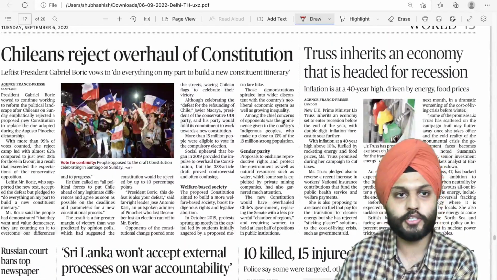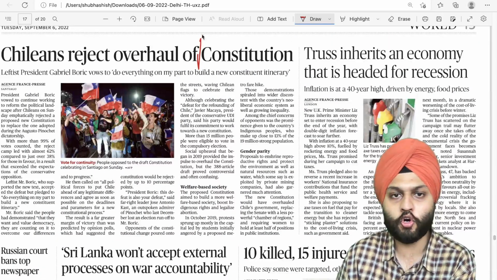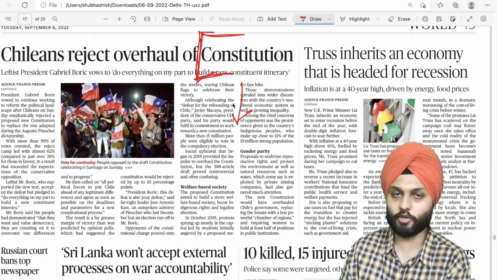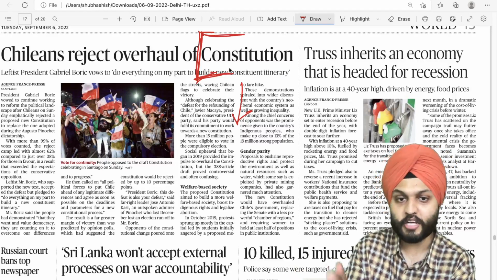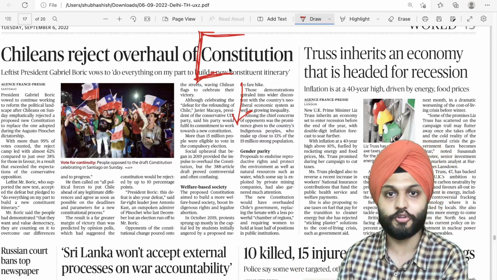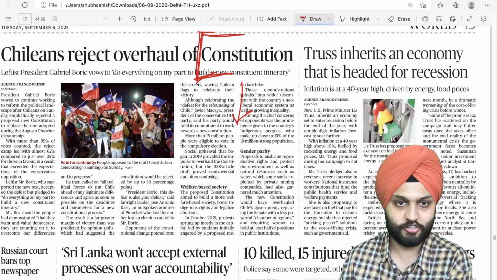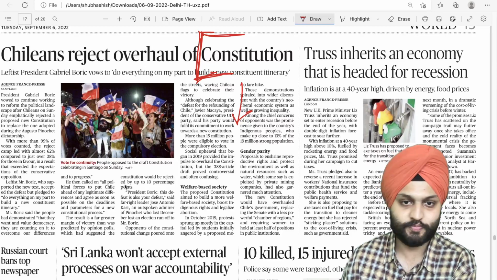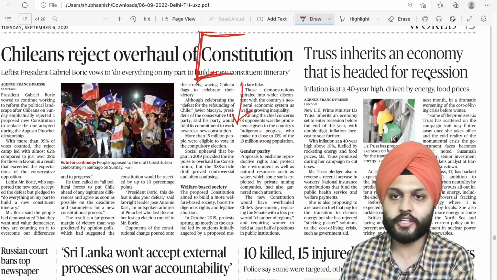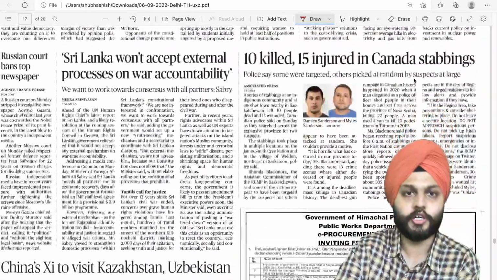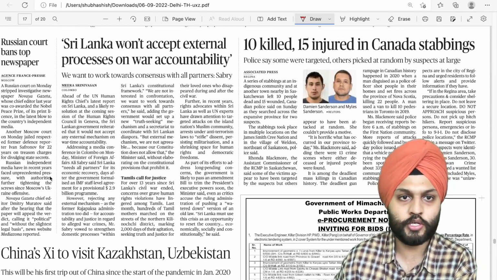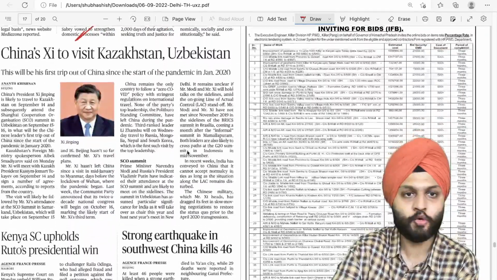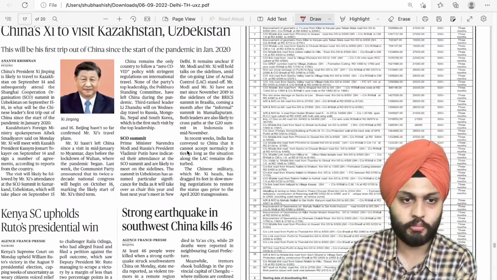This is some international section. So Chileans reject overhaul of constitution. So you see, you should be thankful that in our country, whatever constitution is made, that consistency is there, but other places, the thing is not happening. What is the reason for this? So you should read this chapter, working of the Indian constitution also. Okay. Plus inherits an economy that is headed for recession. Fine. Sri Lanka won't accept external processes on war accountability. Fine. Okay. China's Xi to visit Kazakhstan, Uzbekistan, obviously SCO summit.